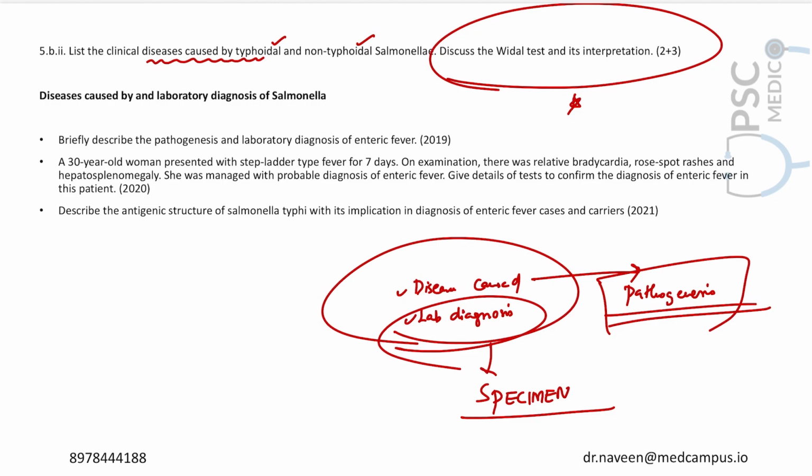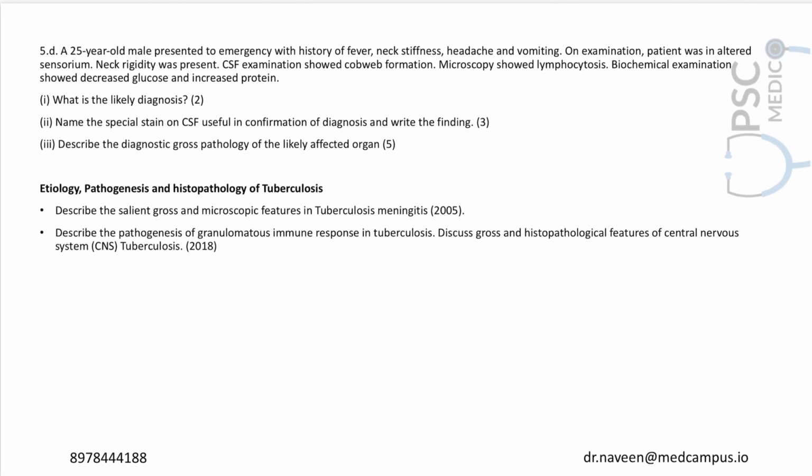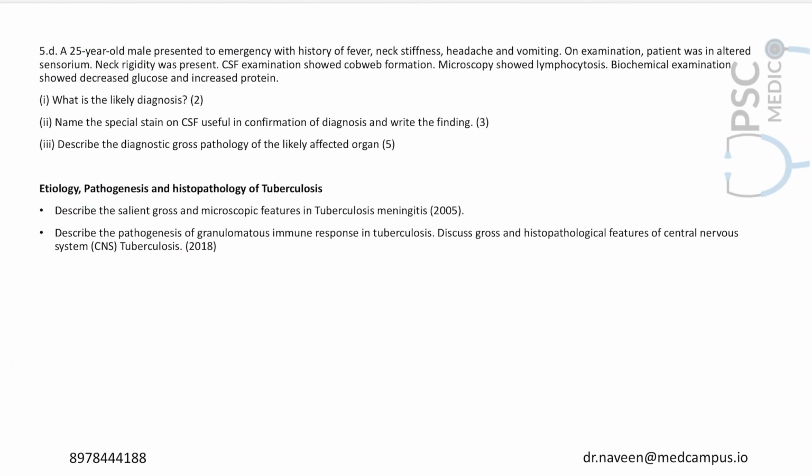Even in the test series, this time we did predict this question. So Vidal test and its interpretation, and what are the diseases caused by typhoidal and non-typhoidal Salmonella. Salmonella paratyphi, you know, right? Food poisoning and all, you can just easily mention that. It's a 5-marker question. And typhoid is a common thing in India and it's a frequent repeat, starting with 2019, 20, 21.